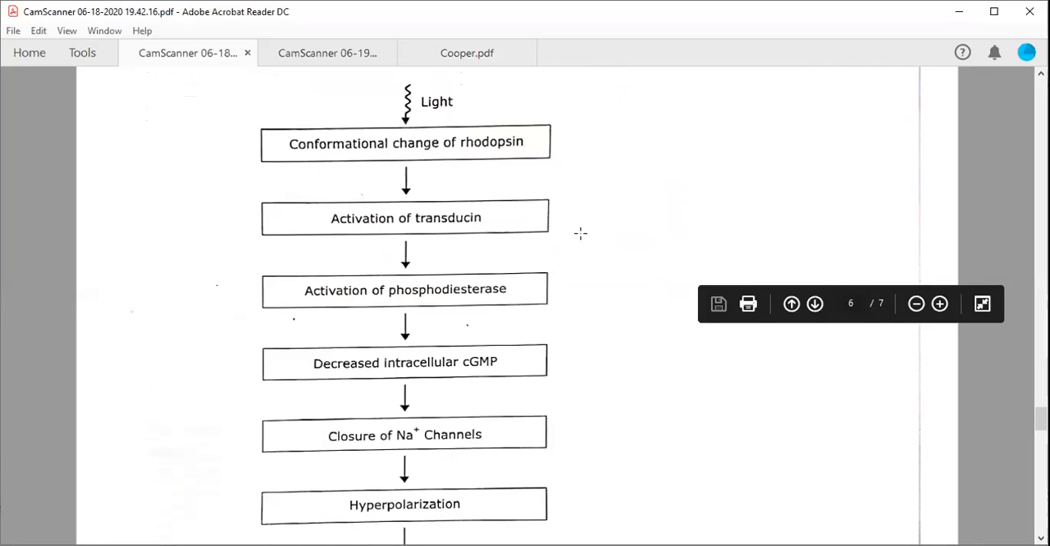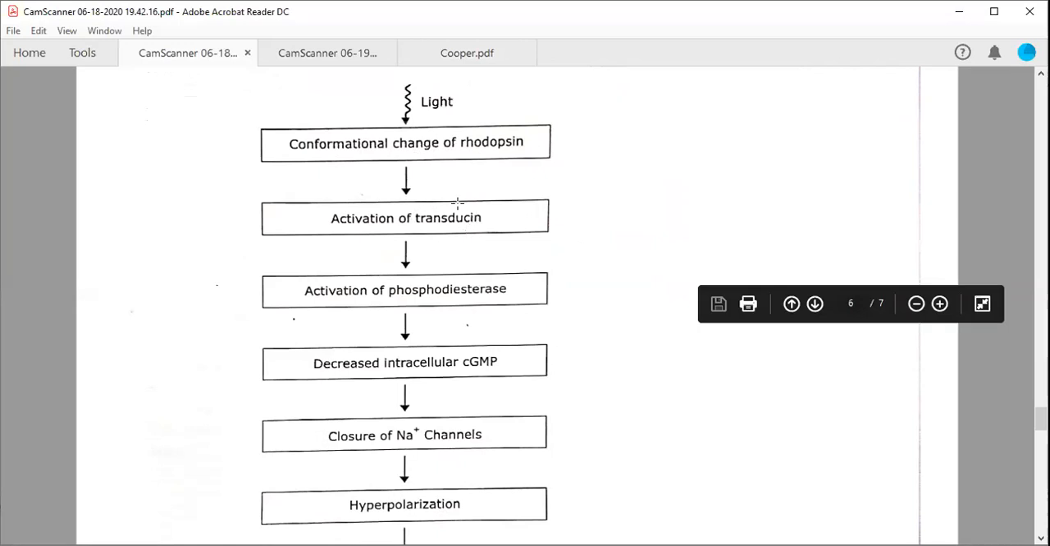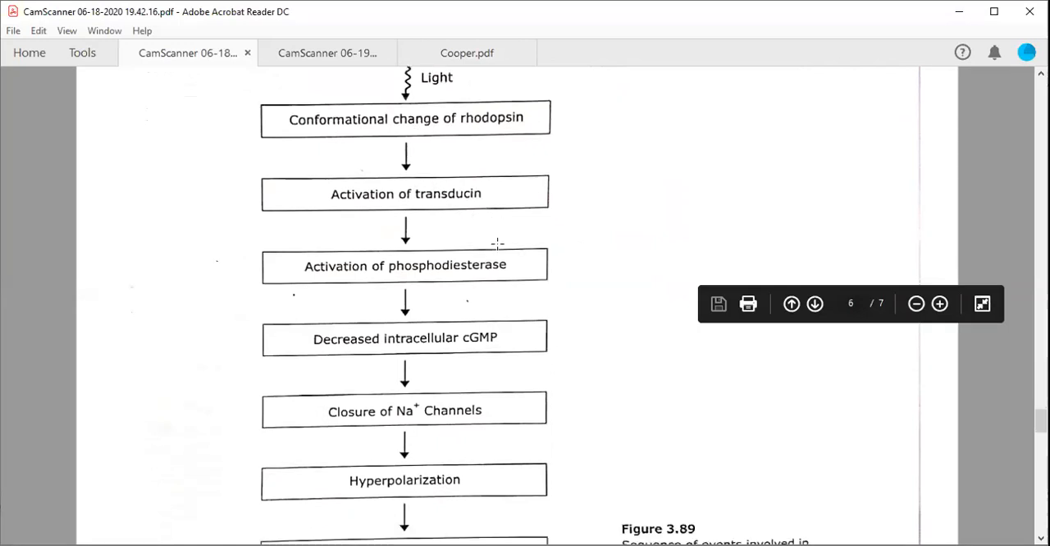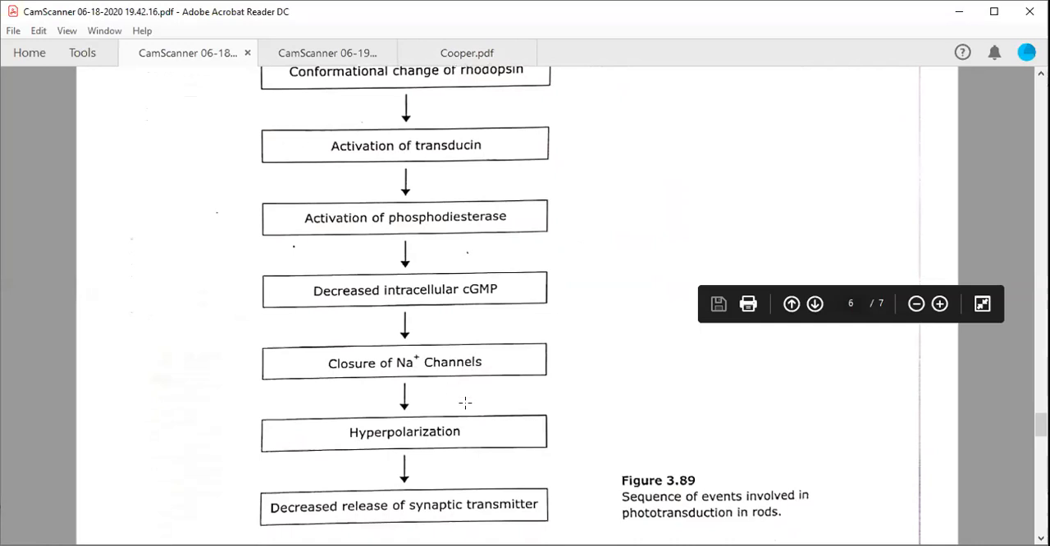Now, this flow chart shows very clearly that light will come and the conformation of rhodopsin will change, because 11-cis retinal will be converted into all-trans. It will lead to the activation of a G protein called transducin. Phosphodiesterase will be activated so that cyclic GMP is degraded, decreasing the intracellular cyclic GMP concentration. This closes the sodium ion channels, and calcium ions are also not able to move through these channels, leading to a hyperpolarization state. This is very, very important to note.